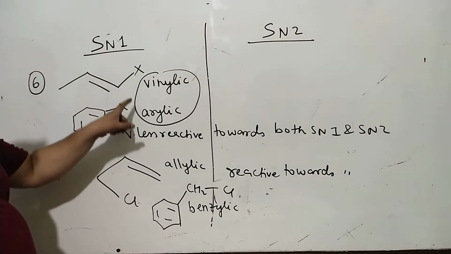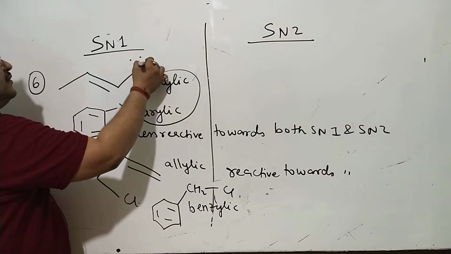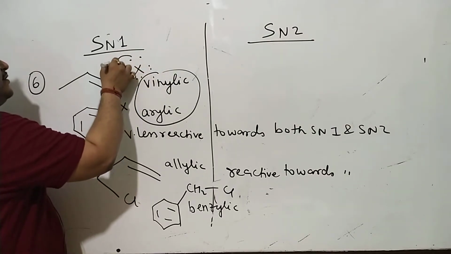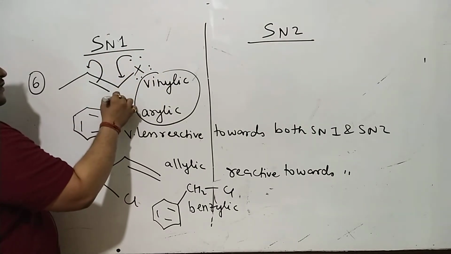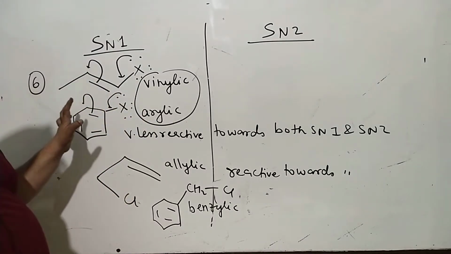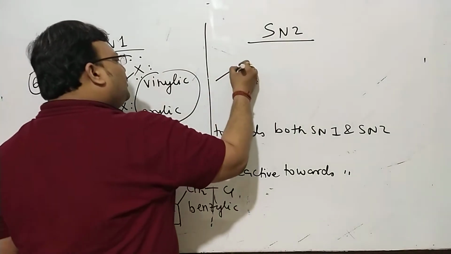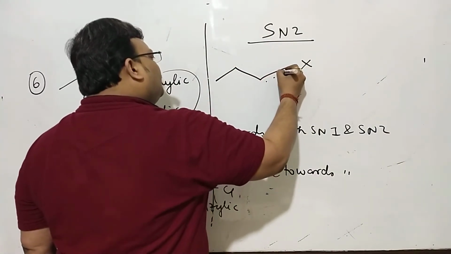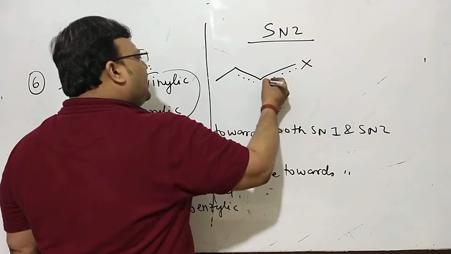Now why are they less reactive? They are less reactive because they'll resonate. And when you draw the resonating structures, or particularly the resonance hybrid, you will have double bond character here.